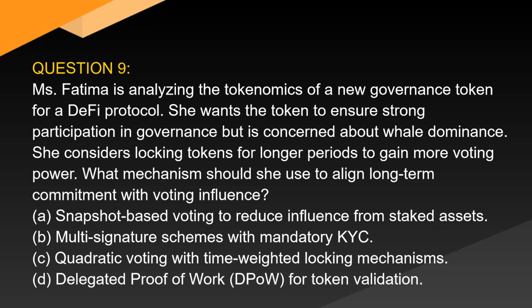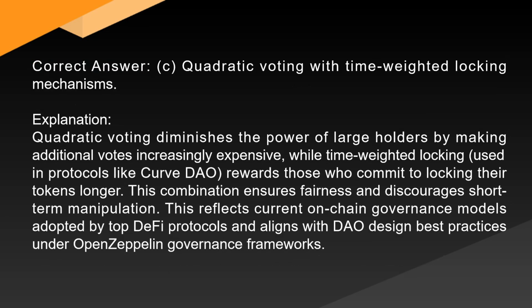A. Snapshot-based voting to reduce influence from staked assets. B. Multi-signature schemes with mandatory KYC. C. Quadratic voting with time-weighted locking mechanisms. D. Delegated proof of work, DPoW, for token validation. Correct answer. C.